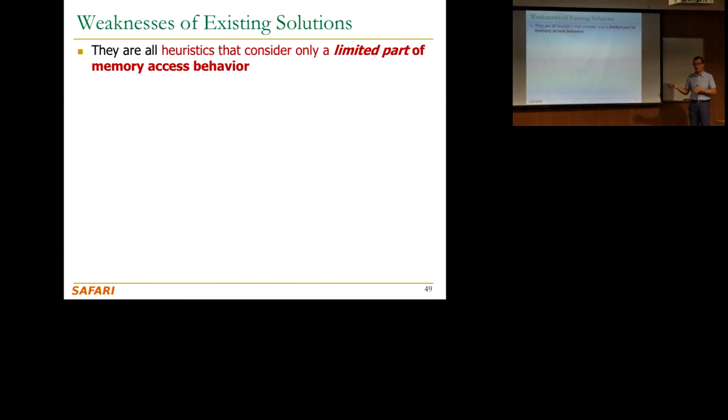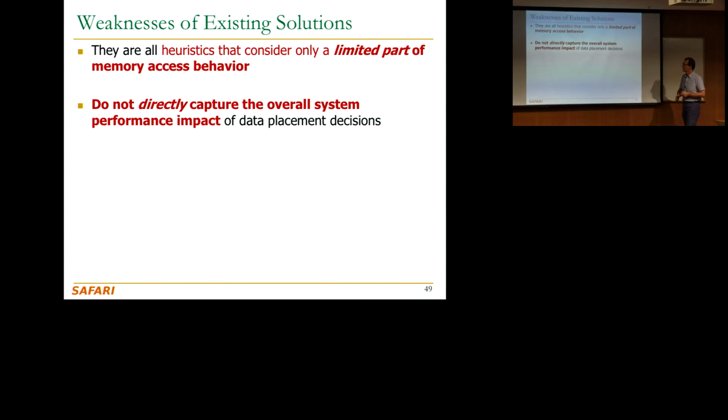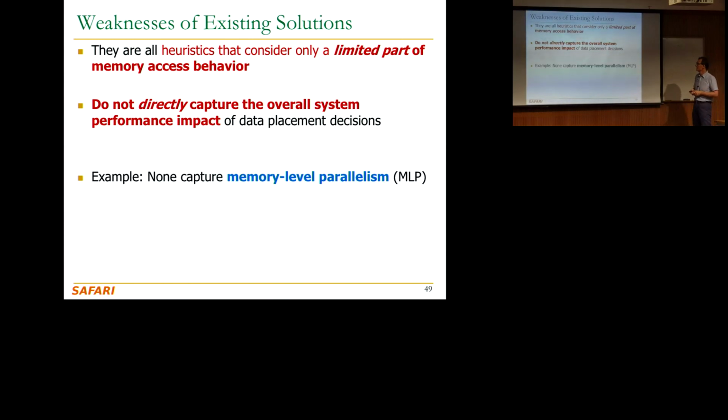So we've actually been looking at some other things. Usually, existing solutions are heuristics that consider only a limited part of memory access behavior. And as you add more information to the memory access behavior, you can do better. I'll give you some ideas. I think there's more to be done in this area. So one of the things that we wanted to do was to have a model that actually predicts the performance impact of different data placement decisions.